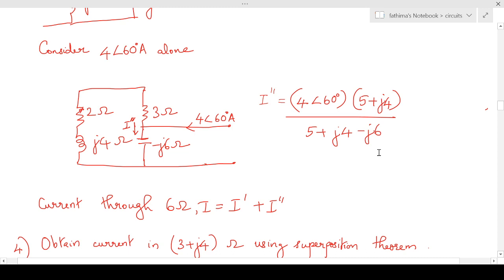Current is flowing in the same direction in both the cases, so we can sum up those two to get the current through j6 ohm. So I will be equal to I dash plus I double dash.